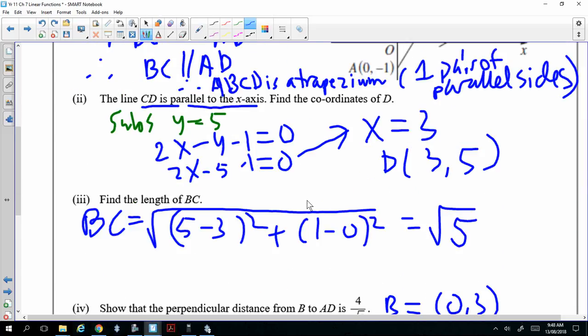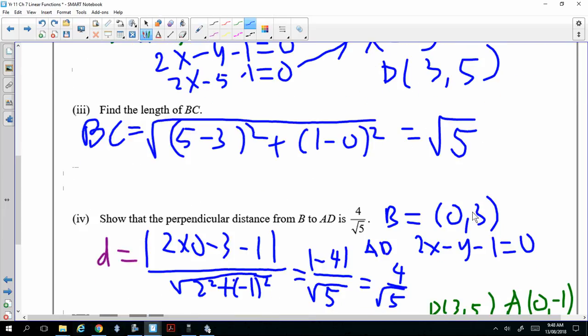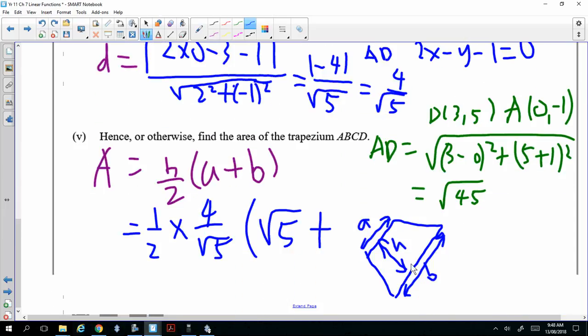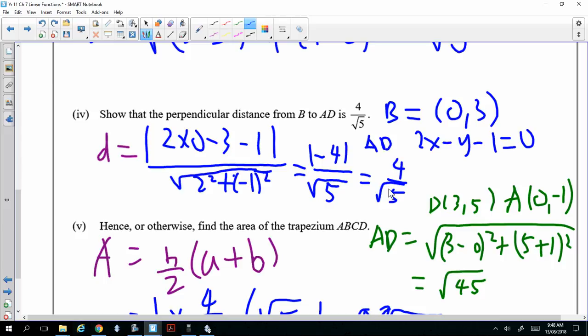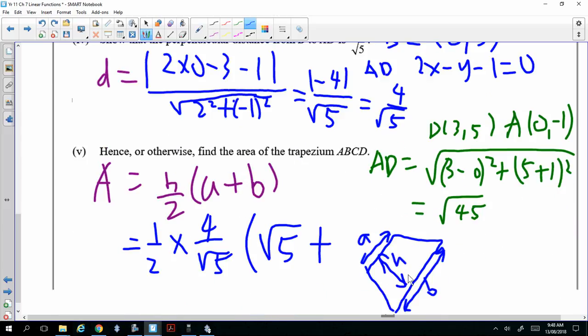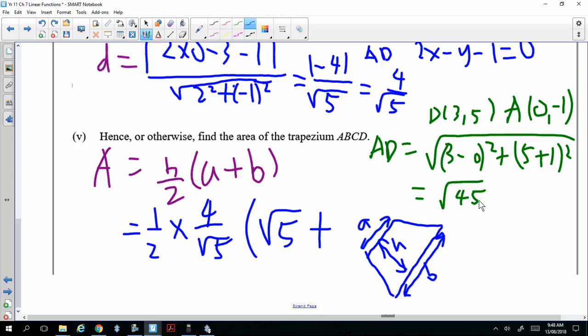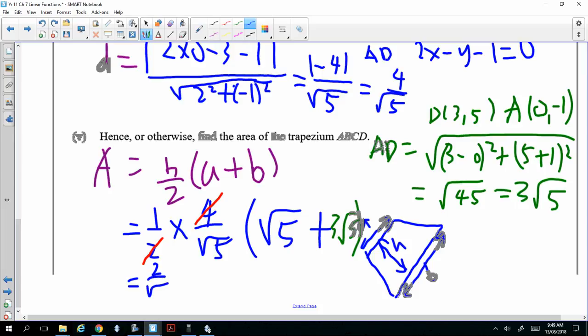And do we know H? We found out in part 4: 4 over root 5. So we got all three things. Does that make sense? And then you can simplify root 45 to be 3 root 5. So write 3 root 5 here. Okay, and then you can simplify that. So the 2 cancels with the 4, which is 2 over root 5, multiplied by root 5 plus 3 root 5, which is 4 root 5. And then you just have to cancel the root 5, which is just 8. That's the area.